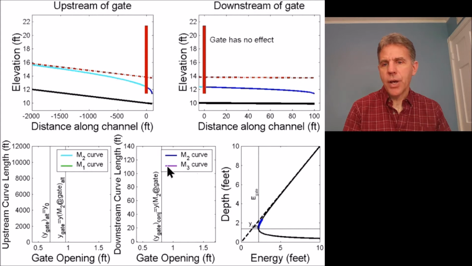And the remaining two figures are graphs of the lengths of the M2 and M3 curve downstream of the gate and the M2 and M1 curve upstream of the gate. And we'll look at these with more scrutiny later on in the animation. There's nothing really to see yet with either of these last two subfigures. So let's set the animation in motion, and I'll describe what you're seeing.